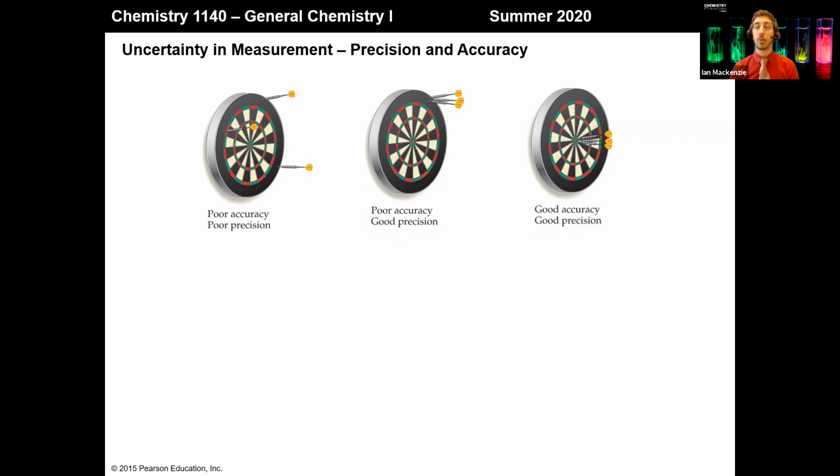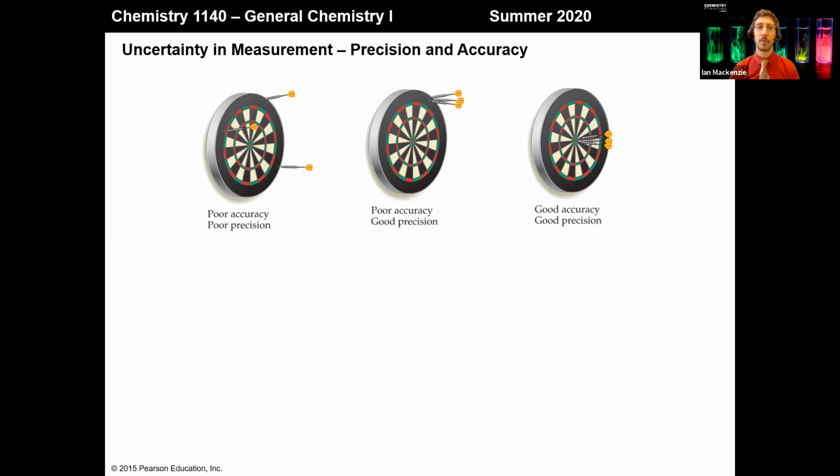The middle example is the case where we have good precision. All 3 of those darts are closely grouped together, and we have poor accuracy because the darts are still far away from the bullseye. But if we threw a 4th dart at the board and did everything the same as previously, we would have a good idea where that dart was going to land, but it is still unfortunately far away from the bullseye. Now, the ideal case in measurement is where we have both good precision, so close grouping of our measurements, and also good accuracy, close to the true value.